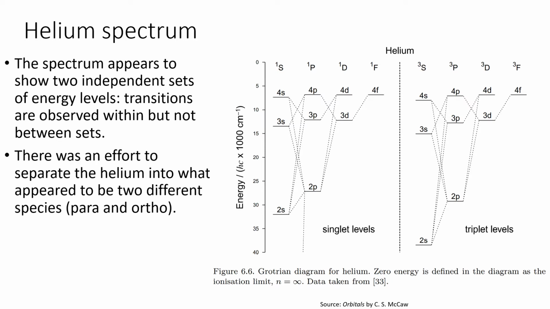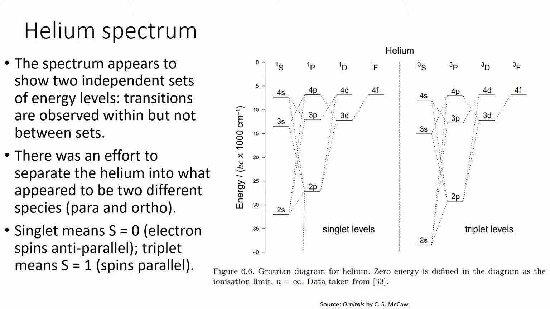In fact, early chemists, when they first analysed the spectrum, thought there must be just 2 different types of helium, which were initially called para and ortho helium. There was some effort to separate helium into these 2 species, but of course nobody ever managed it.